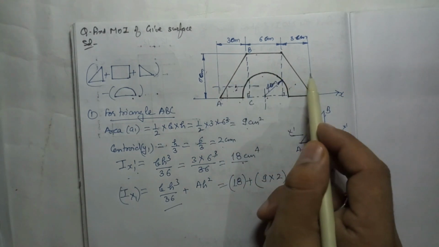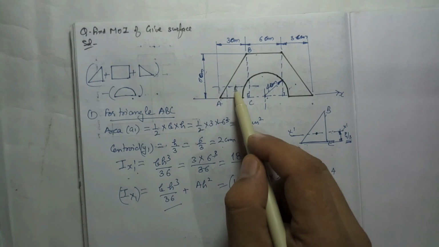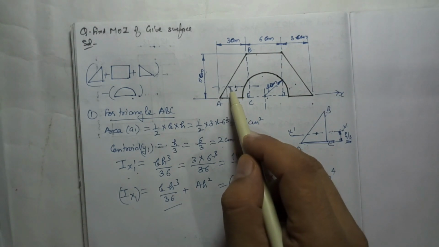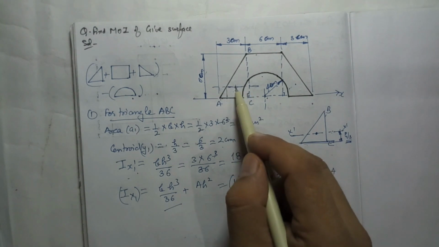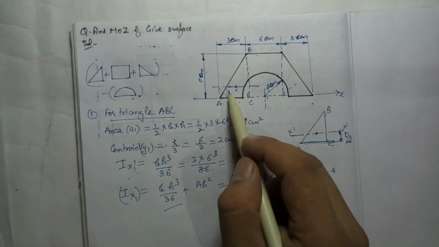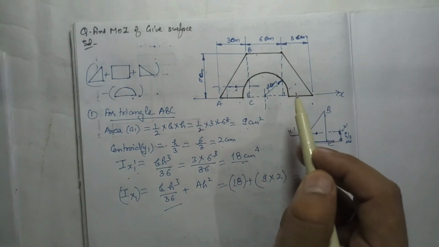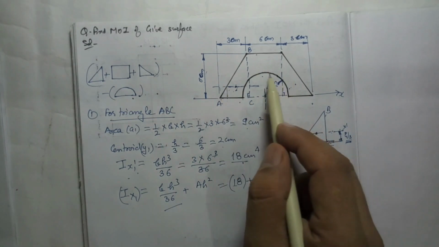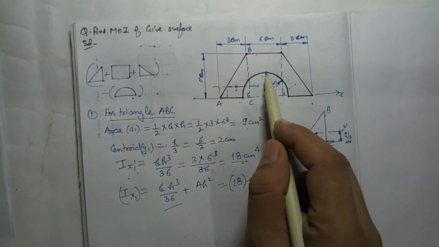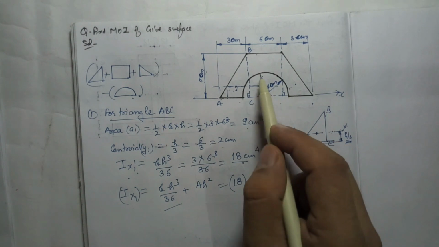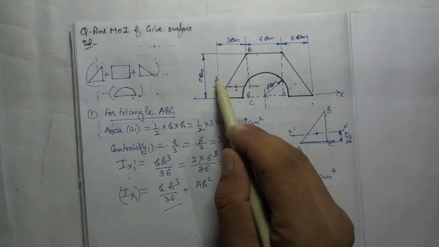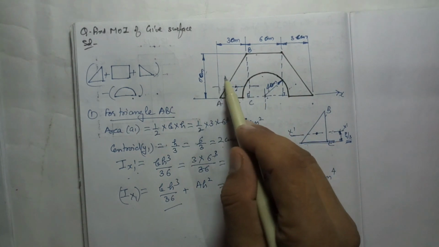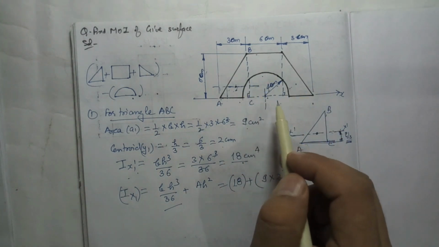Then we will draw the axis over there and we will shift the moment of inertia from this centroid axis to the centroid axis of the complete object. So that will also be an interesting question. If you want to do the practice, you can solve the same question: find the moment of inertia of the same object about the axis passing through the center of gravity of the same object. That will be more interesting.